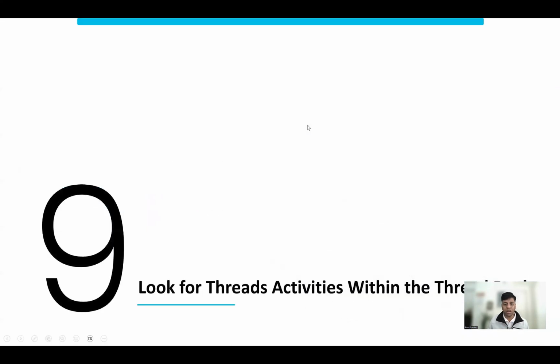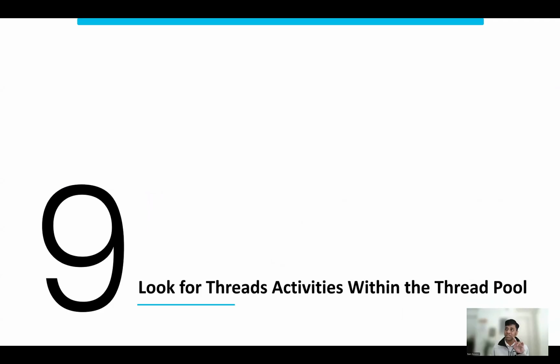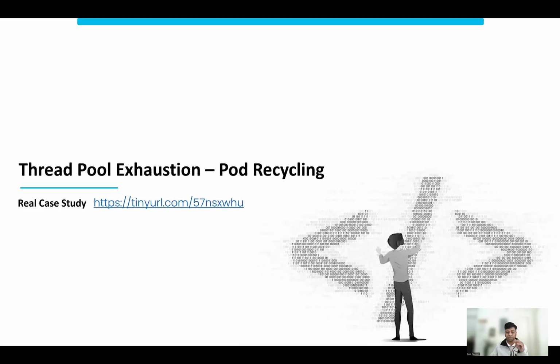So now I'm moving on to the last tip. Friends, look for the thread activities within the thread pool. Our applications have multiple thread pools. We have a servlet container thread pool, which is at the very forefront. And we have a separate Quartz thread pool to execute certain batch processes. Maybe some applications have a thread pool to make backend calls. So look at the thread activities within the thread pool.